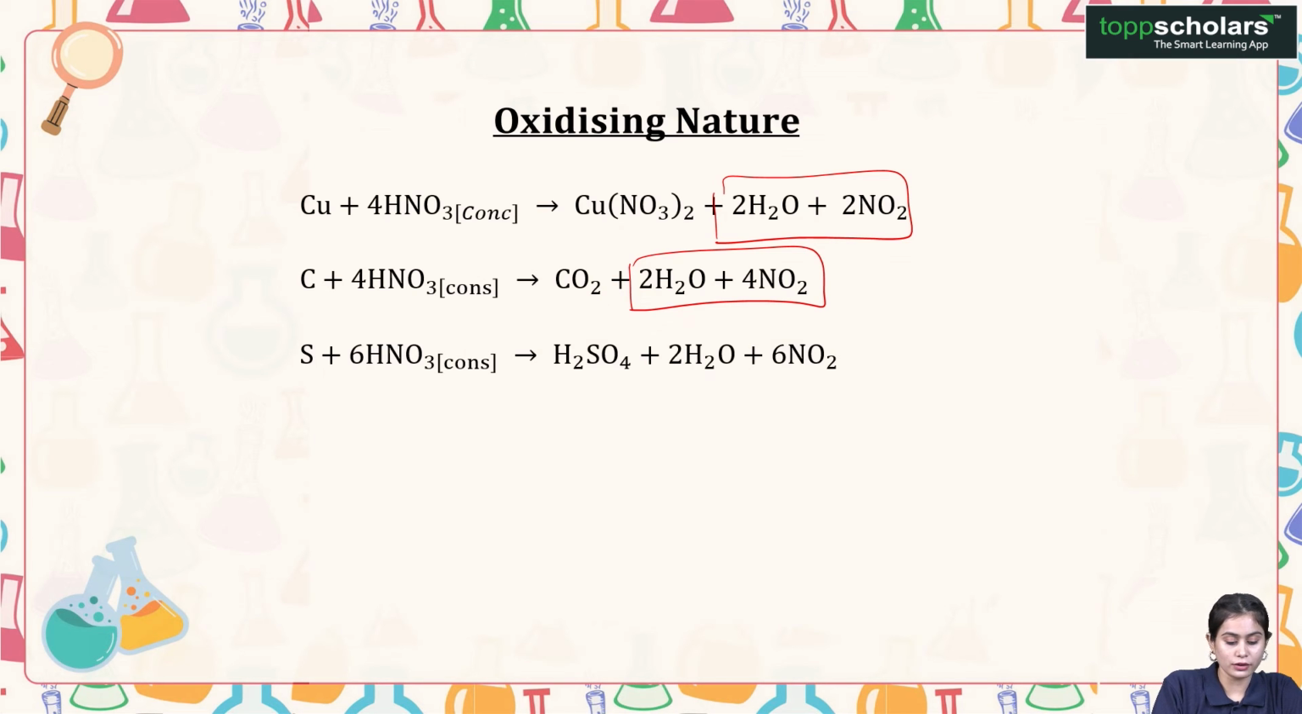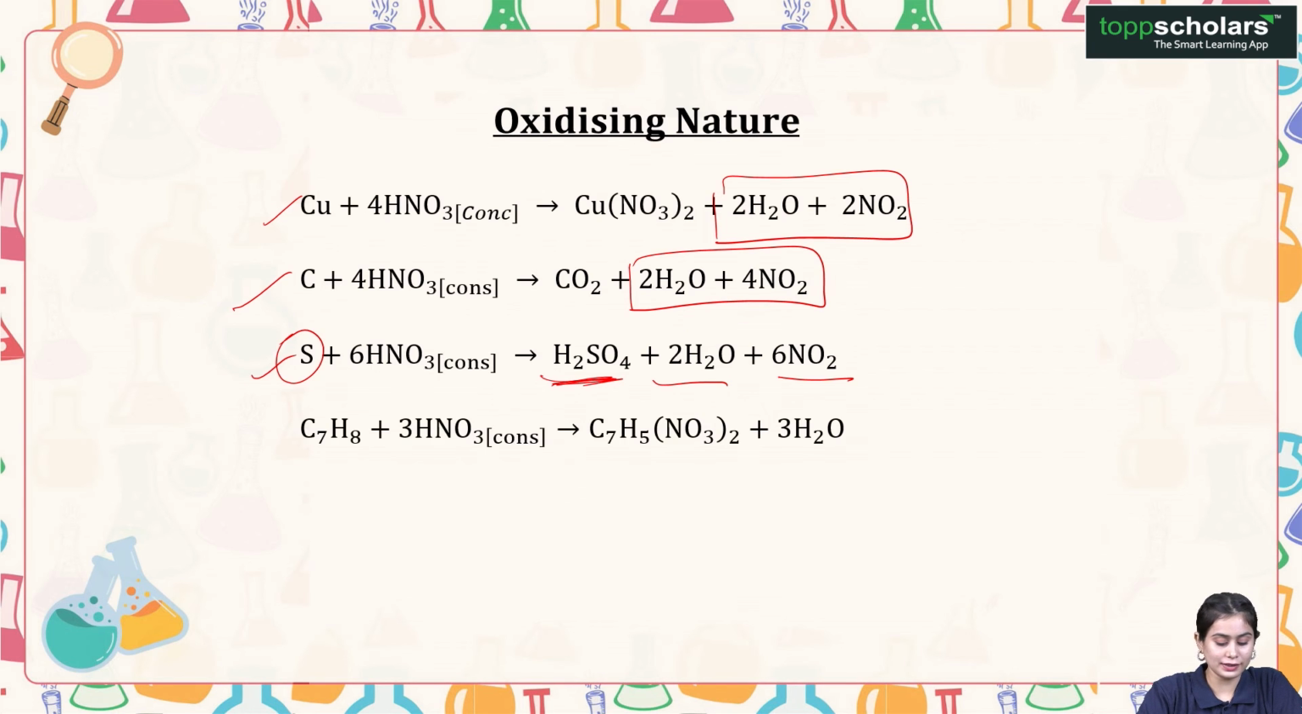So copper, which is the metal, is done. Let's take two non-metals. Next is sulfur. What will be formed here? H2SO4. We got sulfuric acid, we got water and we got nitrogen dioxide. Clear? When your sulfur got oxidized with HNO3, it formed sulfuric acid. So let's take the next reaction.